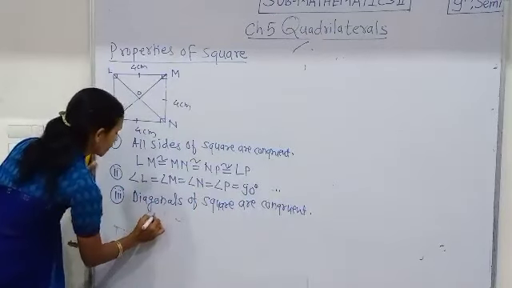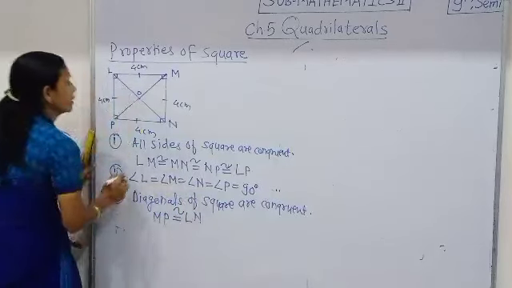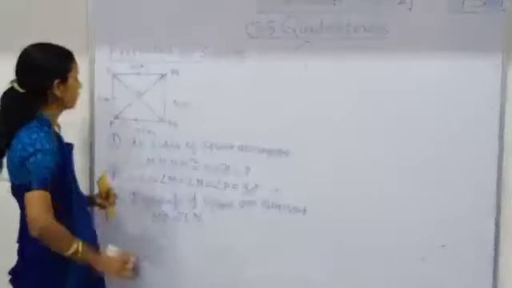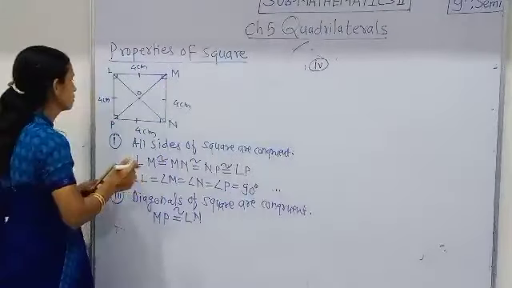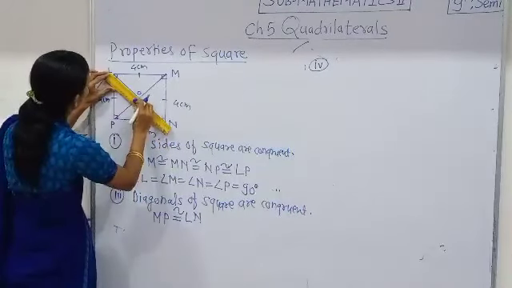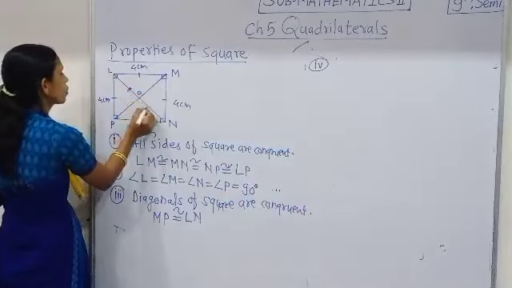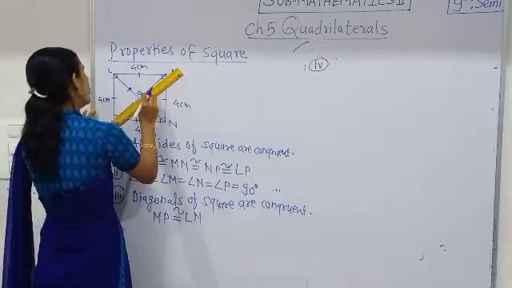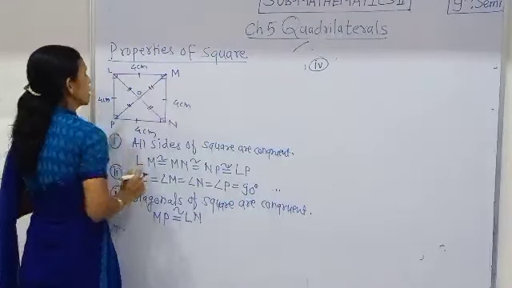That means here MP is congruent to LN. If LN is 7 centimeters, then MP is also 7 centimeters. Then one more property is related to the diagonals of a square. See here, if we measure the length of OL and ON, they are congruent. As well as if we measure the length of OP and OM, it is also the same.